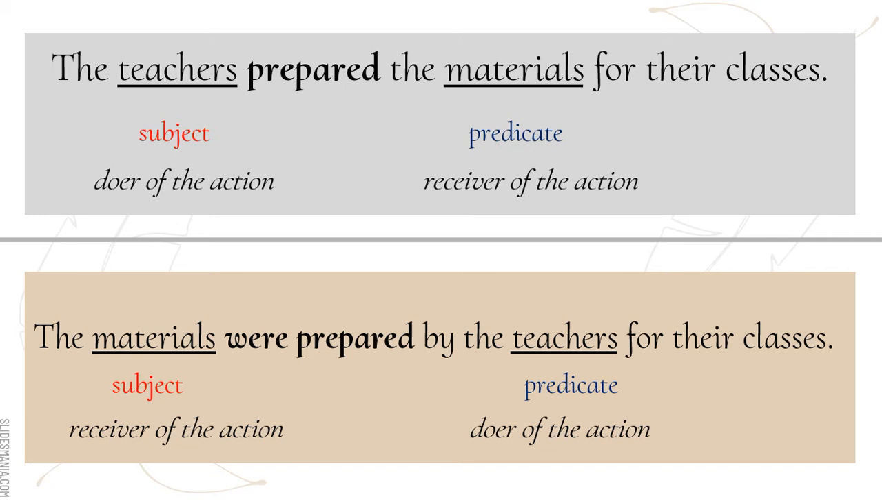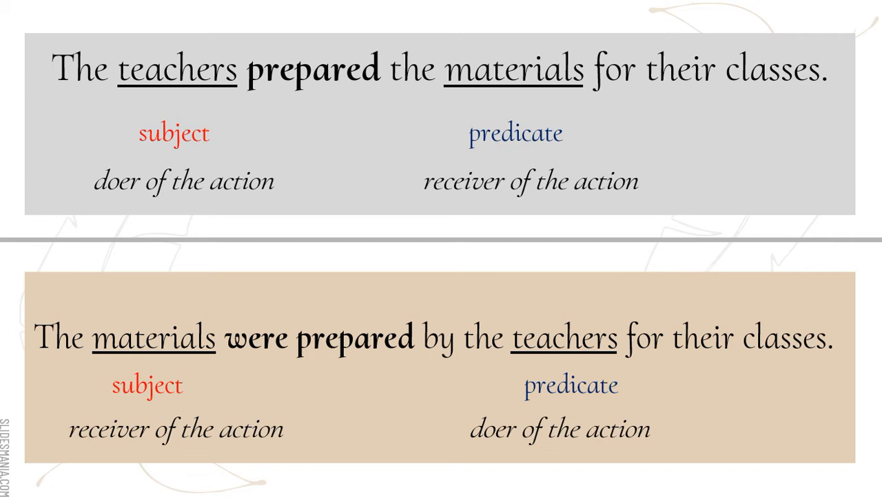Right? So, the teachers are the subject, and these teachers are also the doer of the action. What was the action again? The teachers prepared. The word prepared is your action. And then your receiver of the action is the word materials, which is the predicate in this sentence.